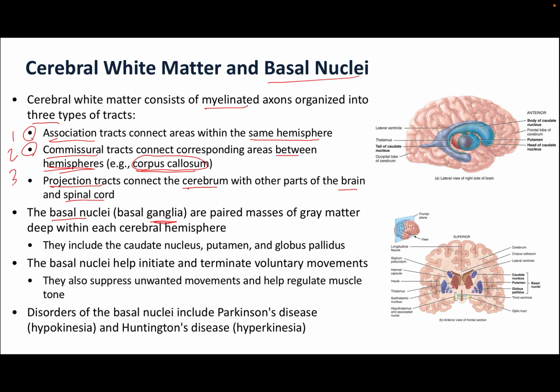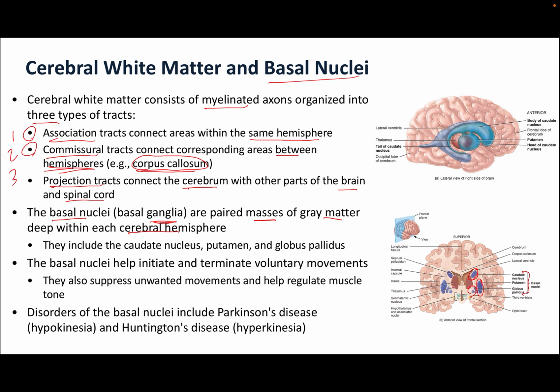Now, also within the cerebral white matter, we have our basal nuclei. This is also sometimes called the basal ganglia. Be aware of both. It's a potato-potato situation, right? But these are paired masses of gray matter that are buried deep down within the cerebral hemisphere. These masses of gray matter are going to include the caudate nucleus. We can see this little guy right here. The putamen, we can see that there, as well as the globus pallidus. Sorry. All of these are components of our basal nuclei.